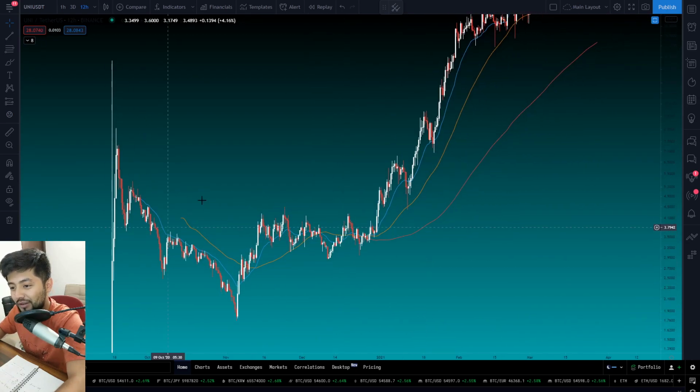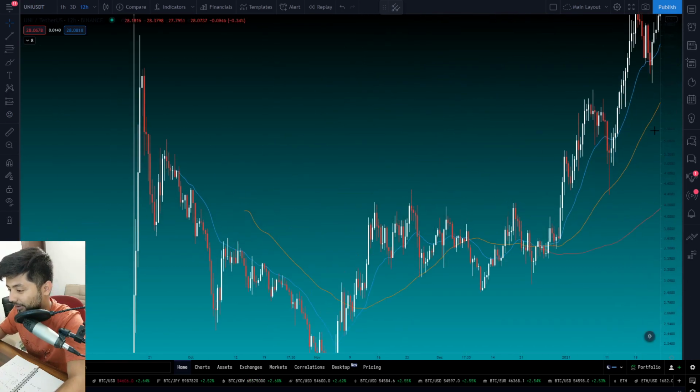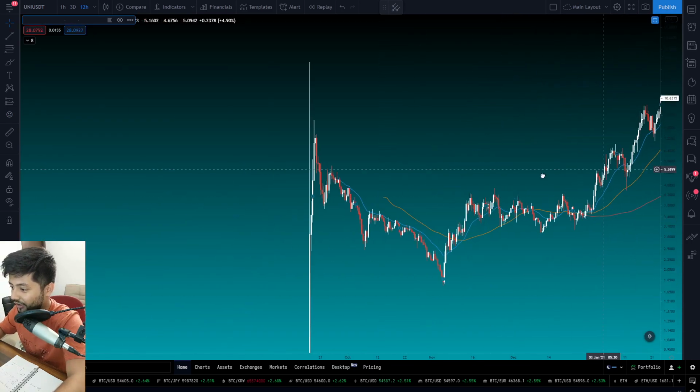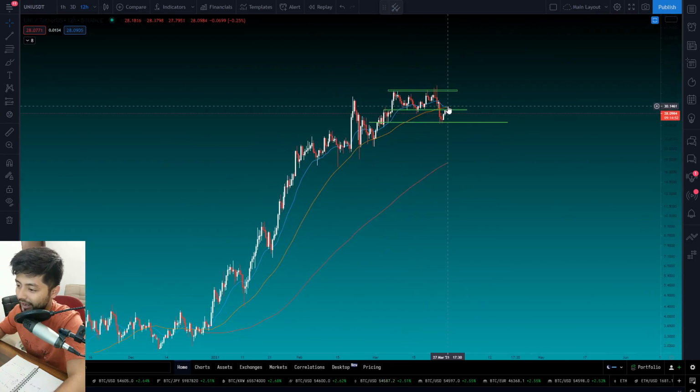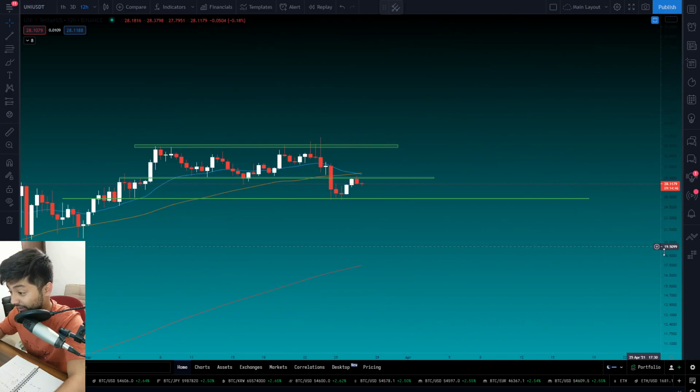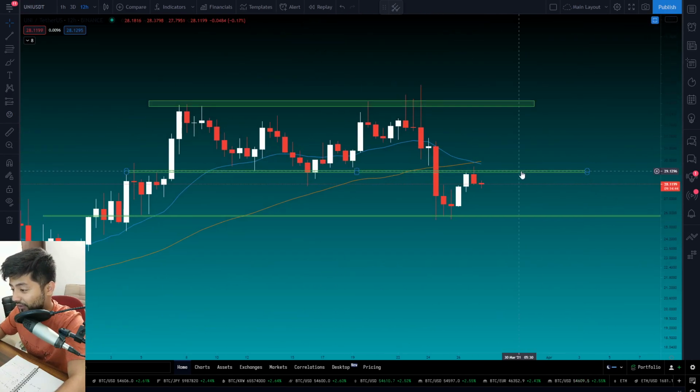So had you longed UNISWAP on the 3.5 levels just simply based off of this golden cross right here, not the golden cross, the bullish cross happening between the 55 and the 21 simple moving average, you are going to be selling right here at this bearish cross, right? And this looks to me like a perfect retest of this bearish cross. So this is why your $29 levels on UNISWAP are very critical, very critical.